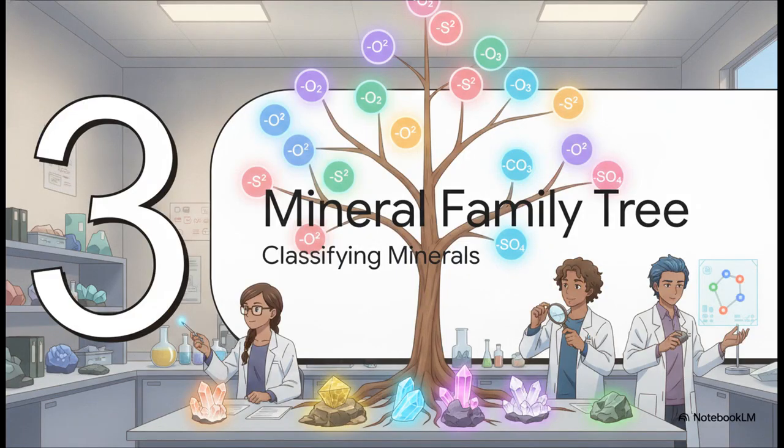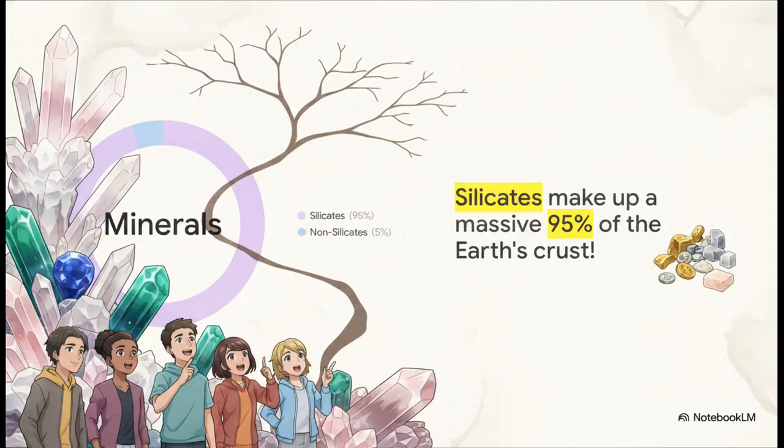Okay, let's look at how all these are organized in Section 3, the mineral family tree. When we categorize all these minerals based on their negative ions, which are known as anions, we immediately see an incredibly lopsided family tree. An overwhelming 95% of the Earth's entire crust belongs to just one single family, the silicates. Everything else, all the gold, the silver, the salts, the carbonates, they all have to squeeze into that tiny remaining 5% slice of the pie called non-silicates.